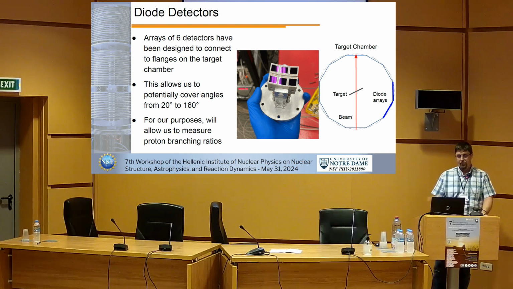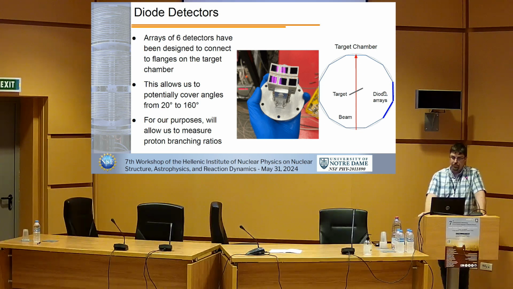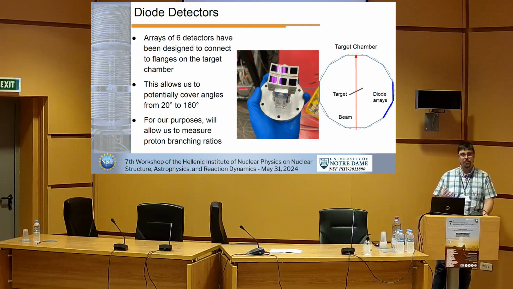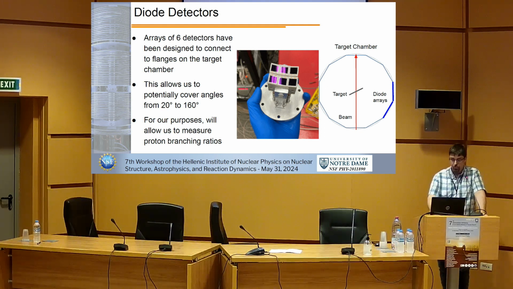Now, in the target chamber itself, we're going to surround this thing with an array of these little cheap diode detectors, which we can use to, again, look for the decay particles to help us constrain the particle branchings from the states we populate in copper-58.